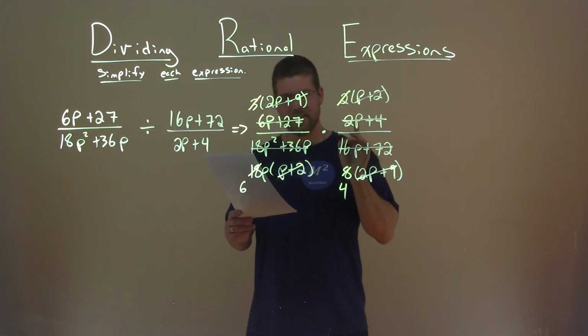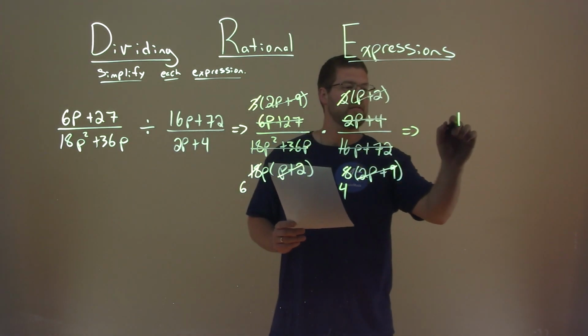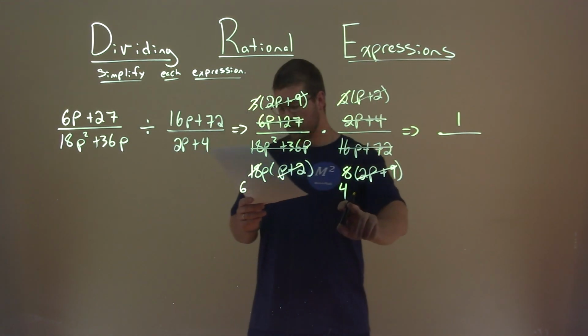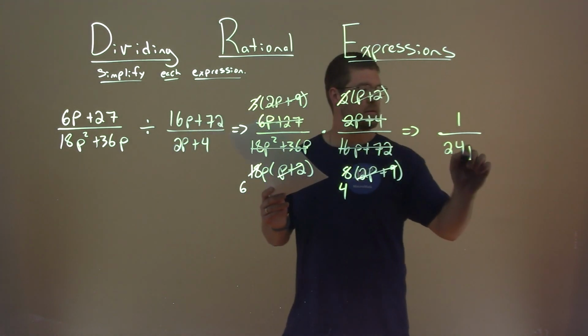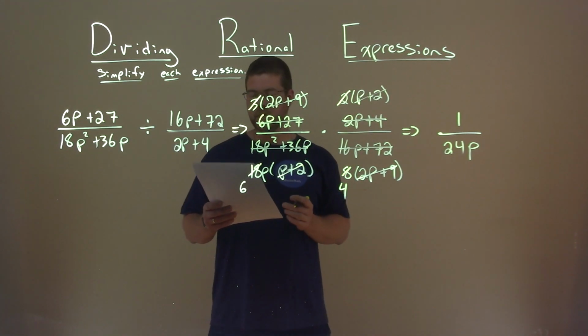And now, I've done everything. Numerator, there's nothing left. It's just a 1. The denominator, we have 6 times 4, which is 24. Don't forget that little p that's winking at you. And there we have it. Our final answer is 1 over 24p.